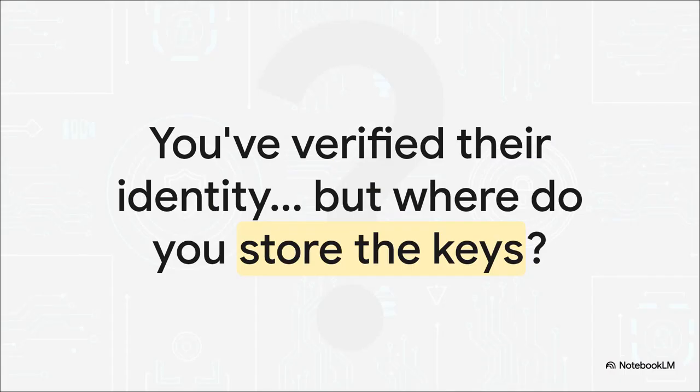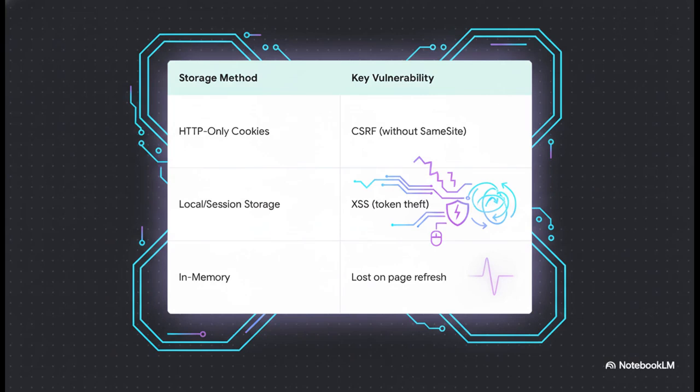Okay, so the server has verified the user, and it hands them a digital key, usually a JWT, a JSON Web Token. But now, the application on the user's end has a brand new problem. Where do you safely stash this key so you can use it for the next request? And this question, well, it opens up a really critical security debate. Now, what's really interesting here is the trade-off it reveals.